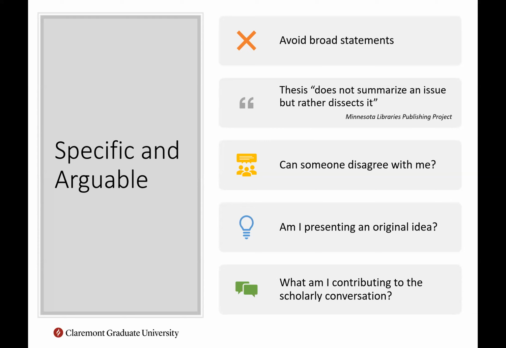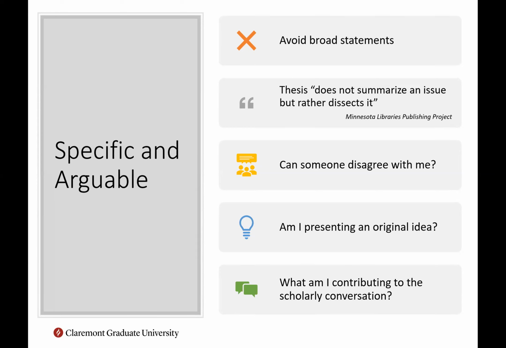Specific and arguable. Avoid broad statements. You don't want to start your thesis with something like, "From its inception as a discipline, cultural studies has attempted to answer the question of that." I mean, that's very big, very broad. You want to bring it down to something more specific that you're actually addressing in the context of this paper. Something you can actually answer and address in the context of a relatively short paper.